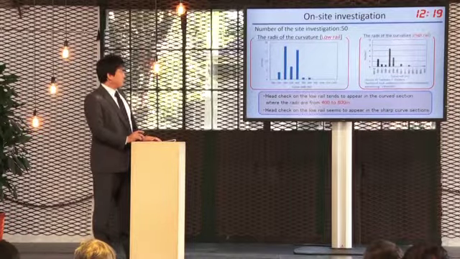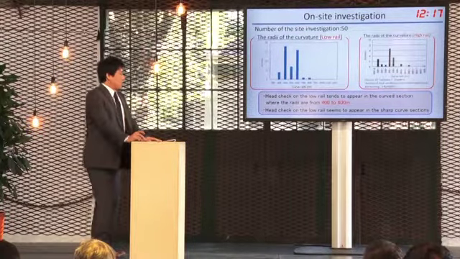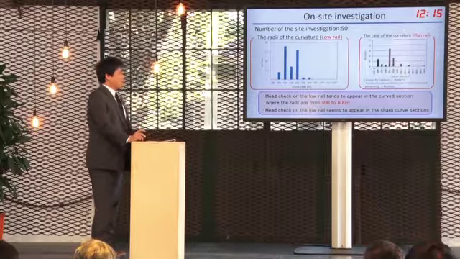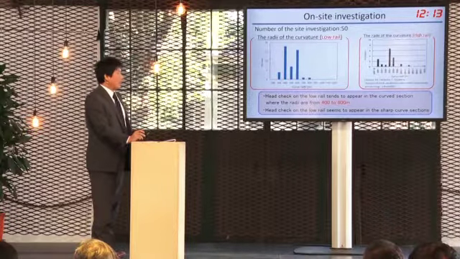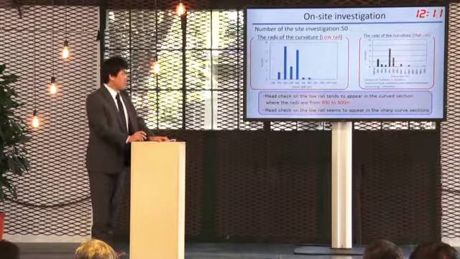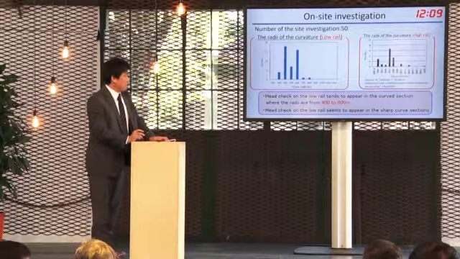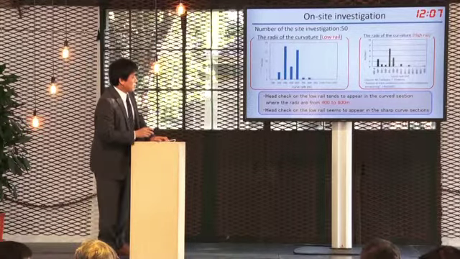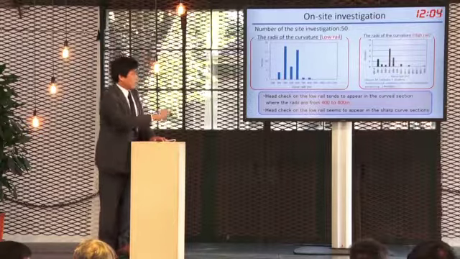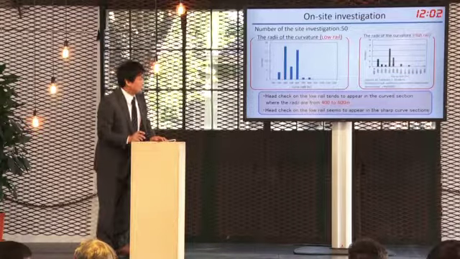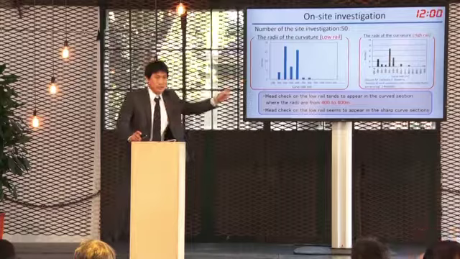I will talk about the results of on-site investigation. We conducted the on-site investigation. The number of the site investigation is 50. First of all, we summarize the radii of the curvature where the head check of the low rail appeared. For comparison, the radii of the curvature where the head check appeared at high rail, as shown in the right figures.